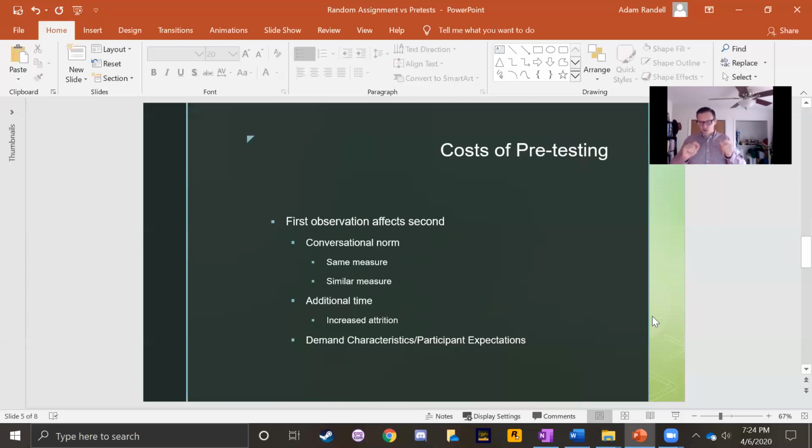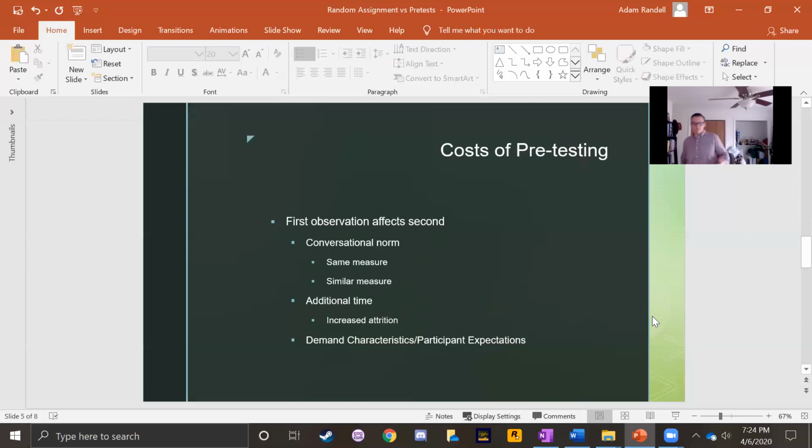Yes, there are potentially ways that you could make them believe that it could change, but very frequently, just measuring it first, giving your experimental or control condition, and then measuring it again won't do the trick. You'll get that conversational norm of redundancy. So you get the cost of reducing the sensitivity of your DV. You get the cost of making your DV seem unchanged by your IV.